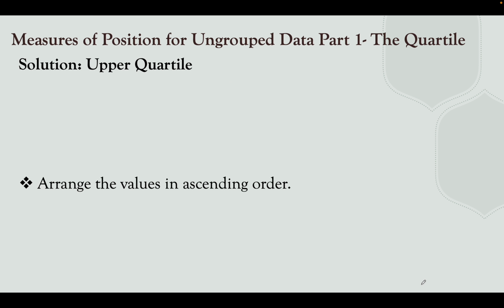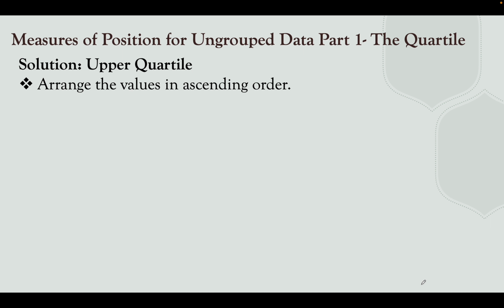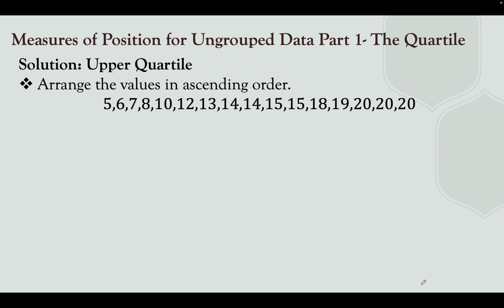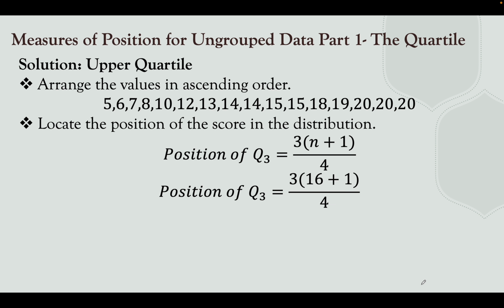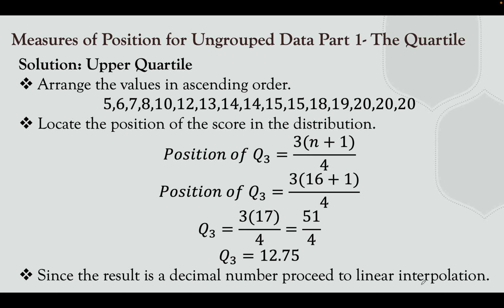Next, the upper quartile. Arrange the data values in ascending order. So we have now the given data set. Locate the position of the score using the formula: upper quartile equals 3 times n plus 1 over 4. Substitute the value of n, which is 16. 16 plus 1 is 17, 17 times 3 is 51, 51 divided by 4 is 12.75. Since the result is a decimal number, proceed to the linear interpolation.